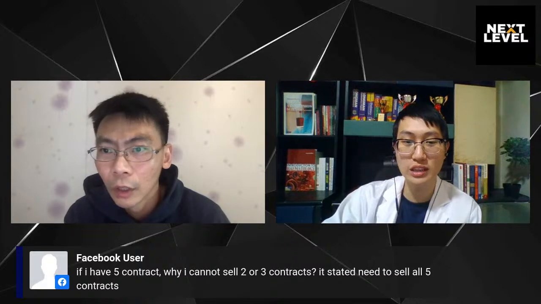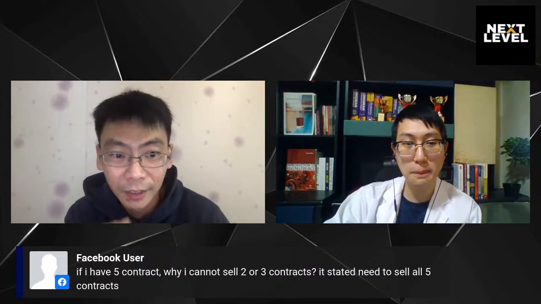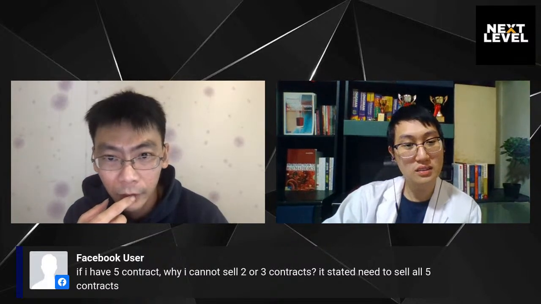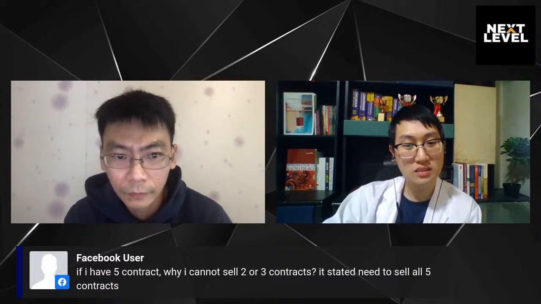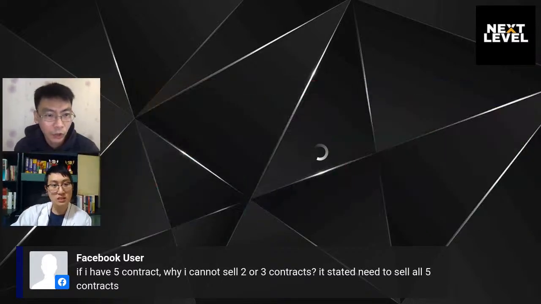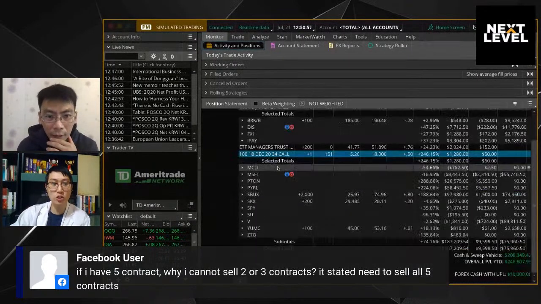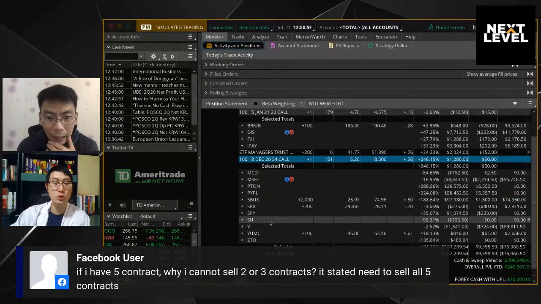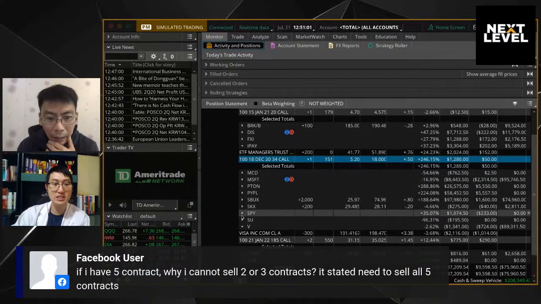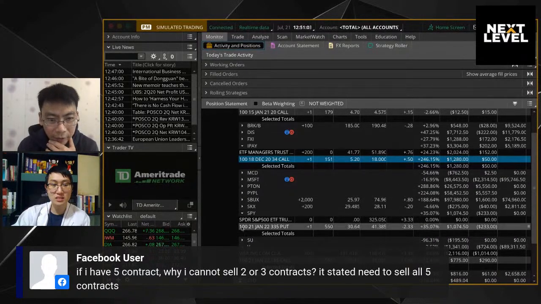Yeah, one question. I just saw. Someone asked if I have 5 contracts, why cannot sell 2 or 3 contracts? It stated need to sell all 5. Not true. No. You can actually sell 2 or 3. When you click close, is that what you mean? I suspect that. It's very flexible. You can control it. By default they will make the equal number, but you can adjust.